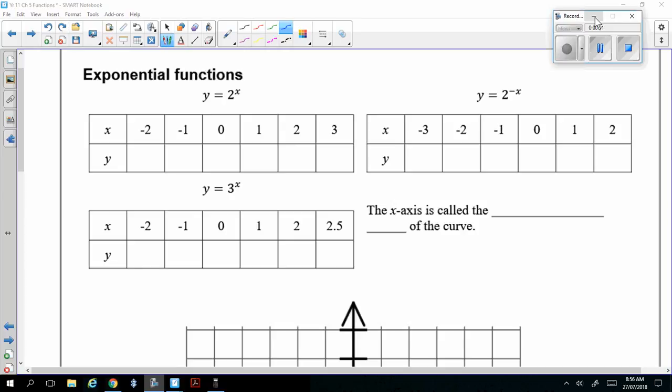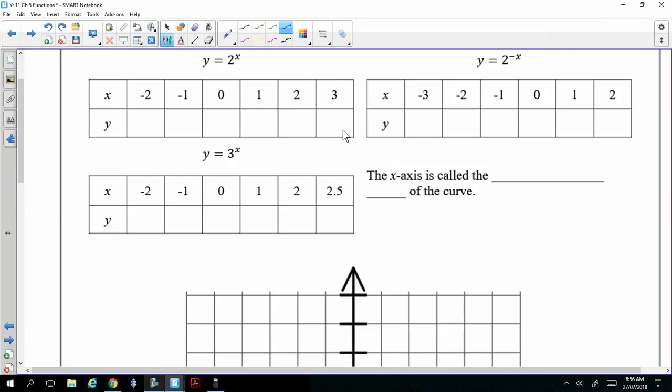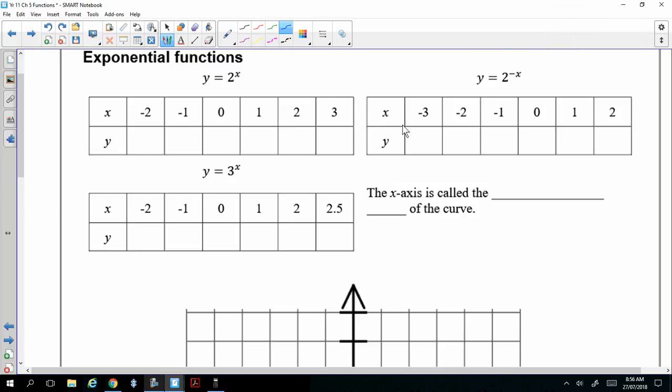Of different functions, but they all are not very complicated, so we're going to do them all. So exponential functions, so any function with power x, it's called exponential. So we're going to graph different versions of it and see the differences between them. So we'll look at the first one, 2 to the power x.